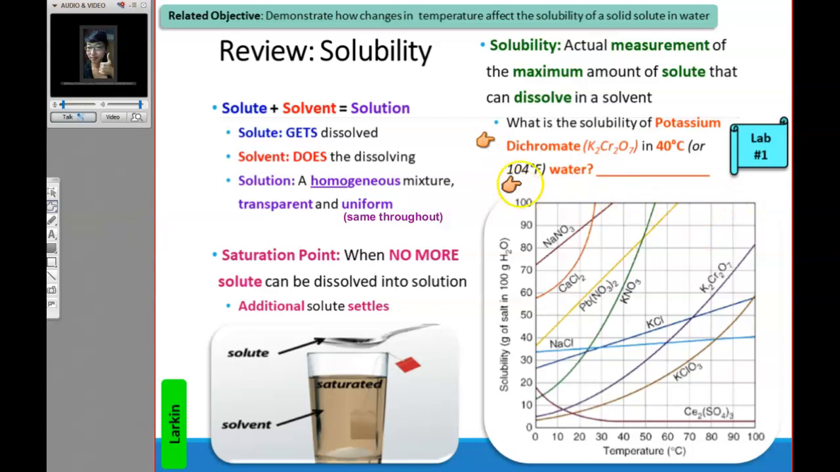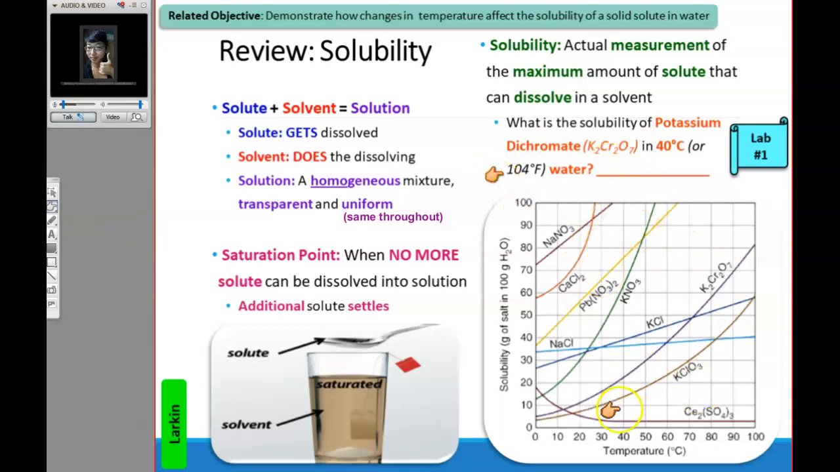All right, so just a review from yesterday and to continue practicing reading graphs, what is the solubility of potassium dichromate, which is made up of 2 potassiums, 2 chromates. So the letter C stands for carbon, but the letter Cr stands for chromium, and O, which is oxygen, 7 of those, in 40 degrees Celsius water, which is about 104 degrees water in what we would say in the U.S. So it's warm water. It's slightly warmer than your body temperature.